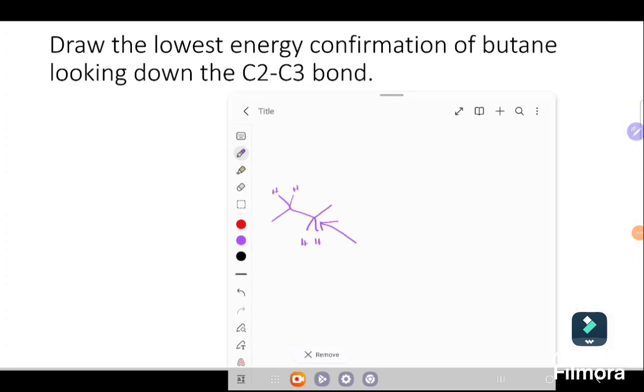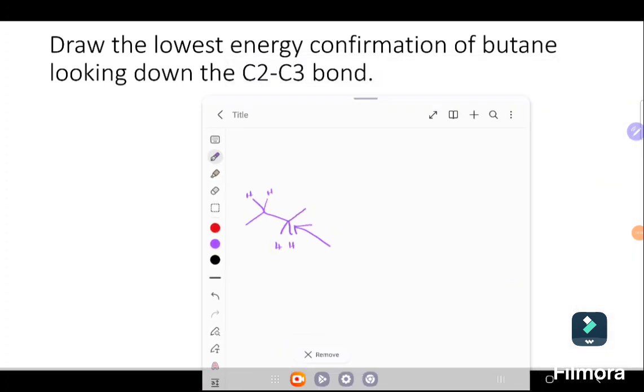We know we are trying to draw the lowest energy conformation of this butane, so I know I'm going to be drawing a staggered conformation of some sort. So I will start with the front atom here. Put a methyl group on one of its bonds, 2 hydrogens on the other bonds.